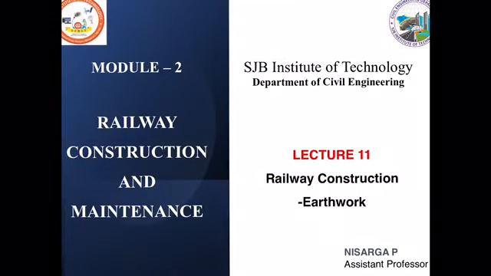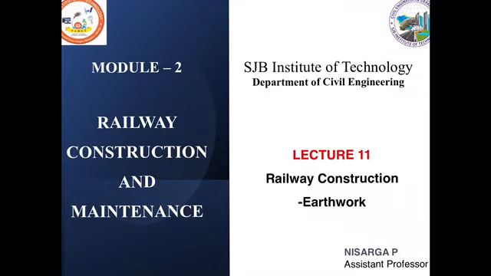Hello students, in this session let us start our discussion with module 2, that is railway construction and maintenance. In the first module we discussed the various components in the railway track, and the requirements, methods and types of the various track components. Along with that we discussed some of the geometric elements with respect to the railway alignment and the surveys to be conducted in the railway alignment.